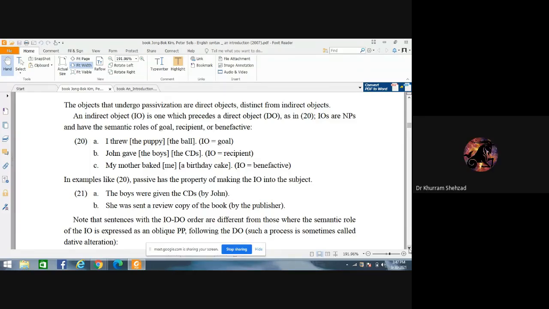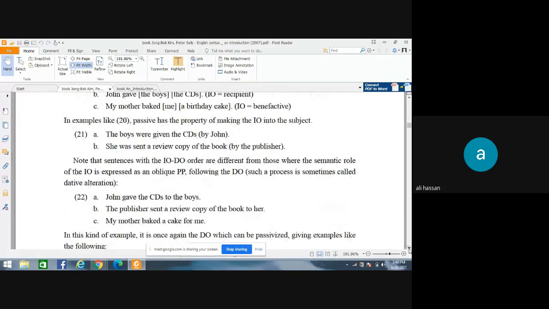If we read now, in examples like 20, passive has the property of making the indirect object into the subject. 21a, the boys were given the CDs by John. 21b, she was sent a review copy of the book by the publisher. Note that sentences with the indirect object, direct object order are different from those where the semantic role of the indirect object is expressed as an oblique PP following the direct object. This process is sometimes called dative alternation.